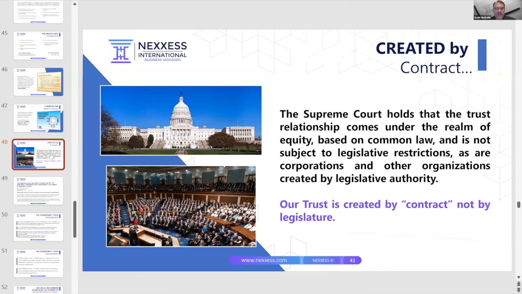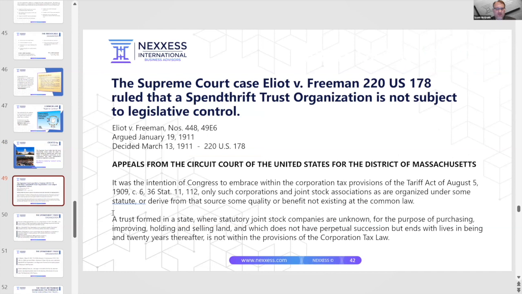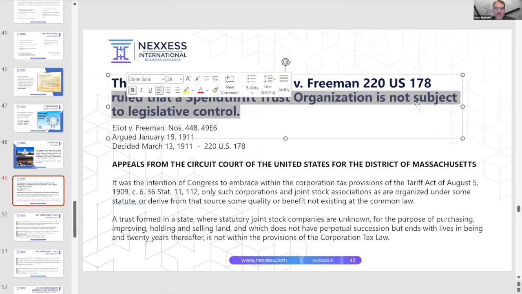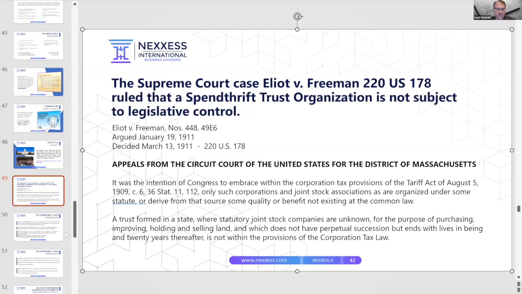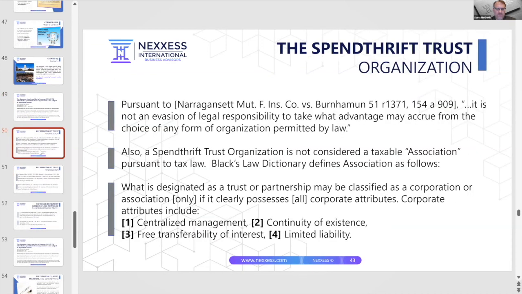And so here's the last slide I want to show you. The Supreme Court holds that the trust relationship comes under the realm of equity. Remember, equity means ownership based on common law. It's not subject to legislative restrictions, as are corporations and other organizations created by legislative authority. LLCs are created by legislative authority. C corps, S corps, those are created by legislative authority. Our trust is not subject to legislative authority. Why? Elliott versus Freeman. You can go read this Supreme Court ruling. A spendthrift trust organization is not subject to legislative control, which is a beautiful thing.